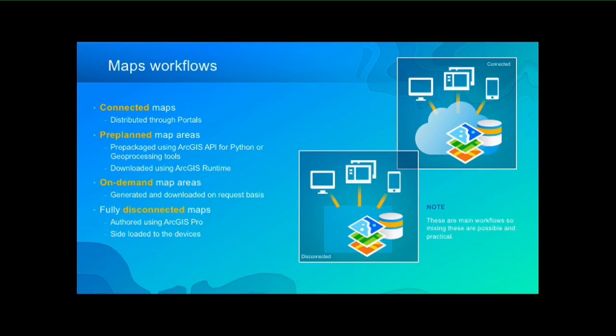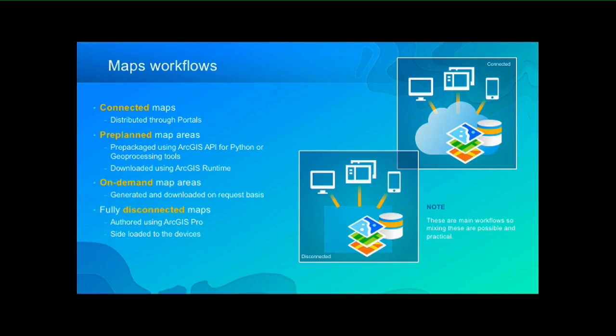So we talked a little bit about some of the connectivity options when you're thinking about designing your app. There's a number of different workflows that back up this to help you support these different connectivity options. Of course, we have our connected maps. As I said, usually distributed through ArcGIS Online or your portals, and you work with it in a connected fashion. And we're going to see a demo of that in a minute.